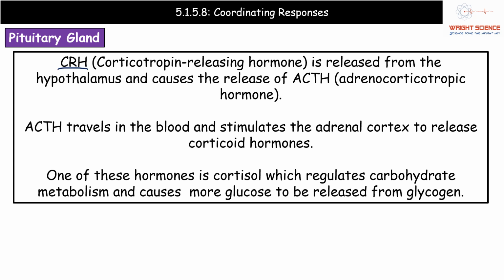CRH, released from the hypothalamus, causes the release of ACTH. ACTH stimulates the adrenal cortex to release the corticoid hormones. And the example we looked at in a previous video is cortisol. If you remember, cortisol is all to do with regulating carbohydrate metabolism. So with those increased levels of cortisol, we're going to get more glucose being released from the glycogen.